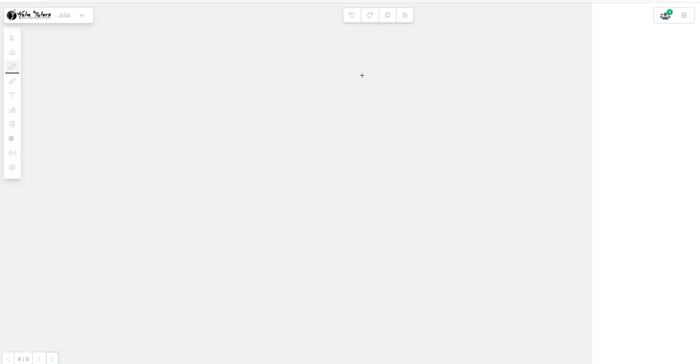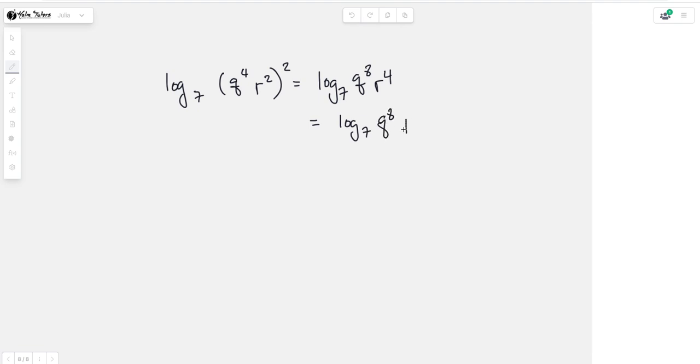So 28 is good. 29 is good, like you put the two. Sorry, 29 is a curious one. So look up at the board. You have log base 7 of q to the 4 and then r to the second, and all that is to the second power. So you said this is log base 7 of q to the 8th, r to the 4th, and then you expand it from here: log base 7 of q to the 8th plus log base 7 of r to the 4th, right? And then you put the 8 in front: 8 log base 7 of q plus 4 log base 7 of r. Now, that's good.